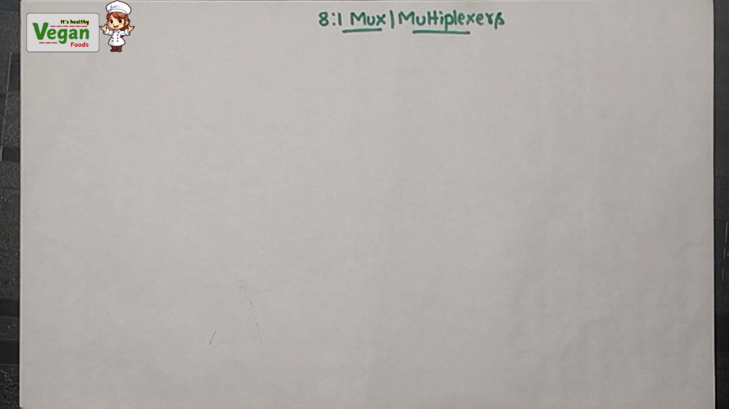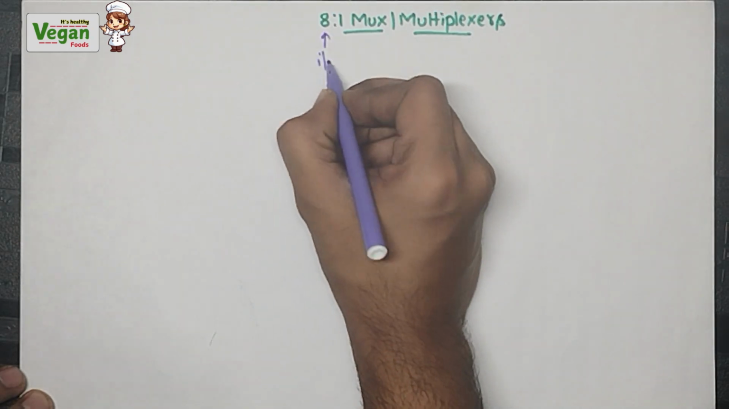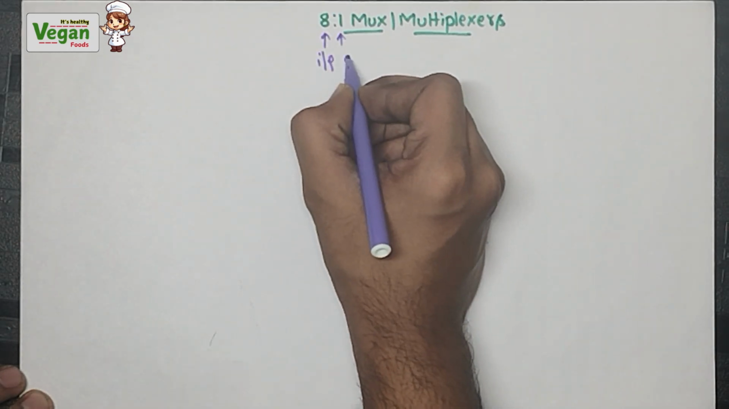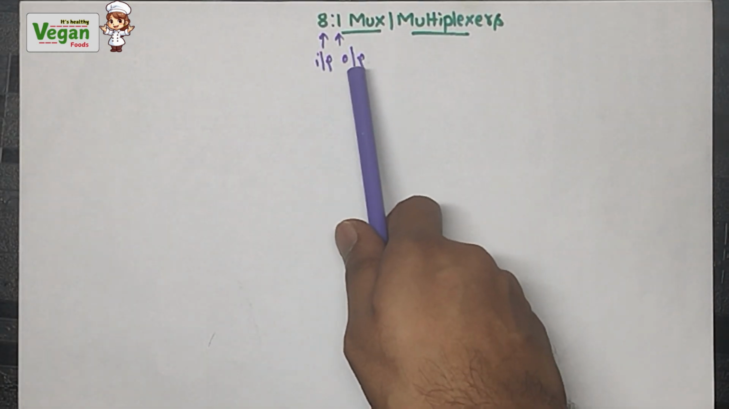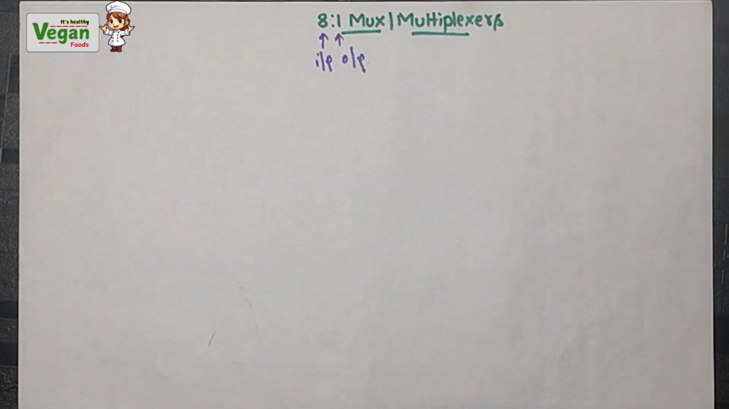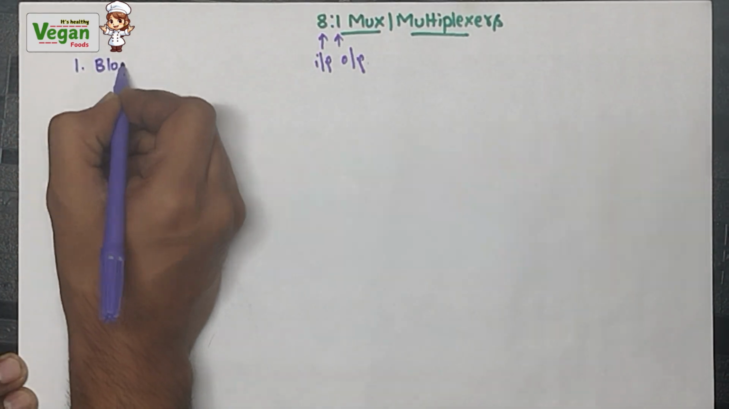While discussing the 8:1 multiplexer, we can easily identify that there will be 8 inputs and only one output. To select the input which must go through the single output, we will be using the selective lines. So first let us write their block diagram.